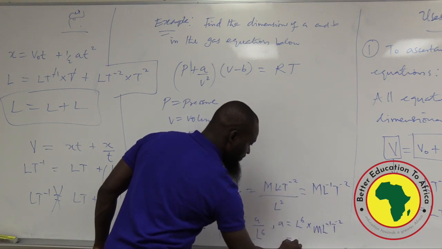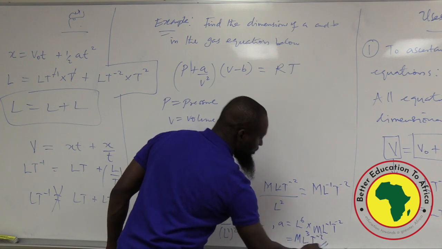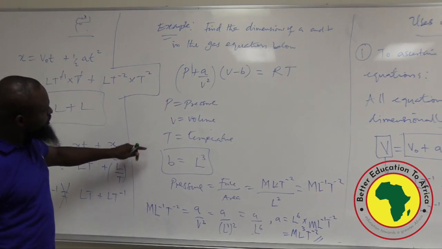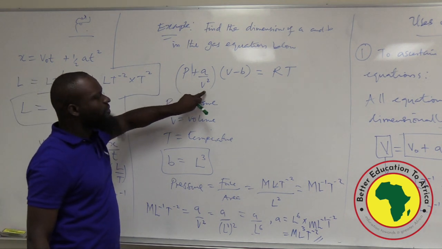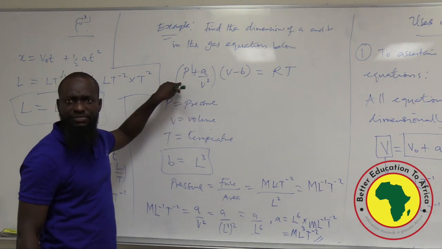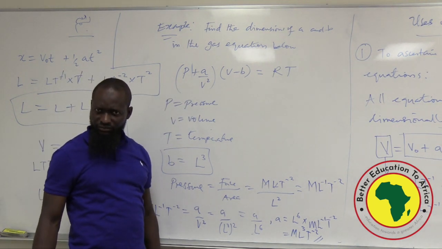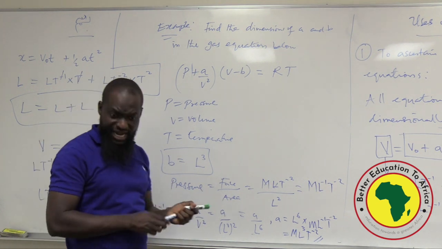So this becomes ML to the 5, T minus 2. That becomes the dimensions of A. The trick here is knowing that once you know the dimension of one quantity and something else is added to it or subtracted from it, it must have the same dimension as that quantity that was added or subtracted. Is that okay?